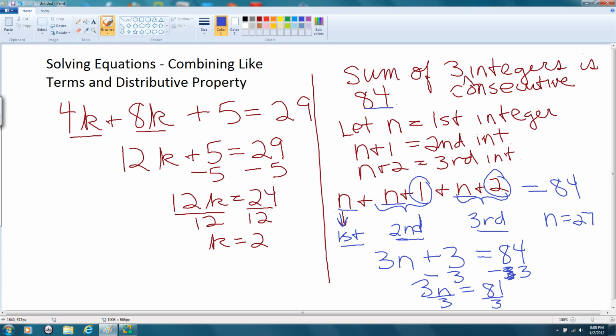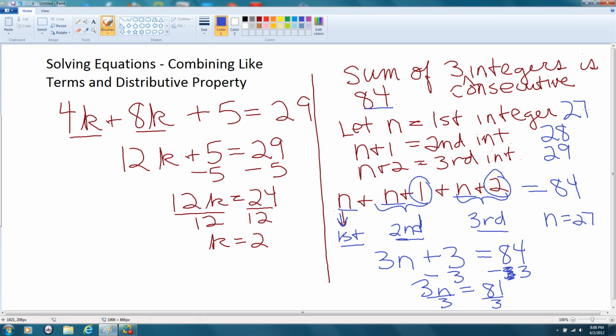n is the first integer, so that's 27. The second one is n plus 1, or 28. And the third integer is n plus 2, or 29. If I go ahead and add 27, 28, and 29, I better get 84. And if I look at that, 15 plus 9 is 24, so I get a 4. And I do get 84 if I add those two together.